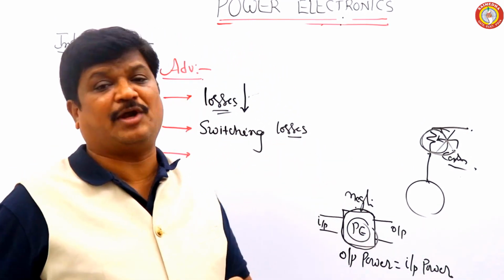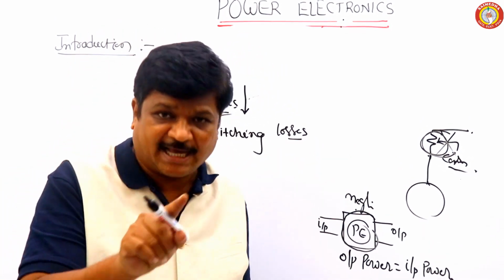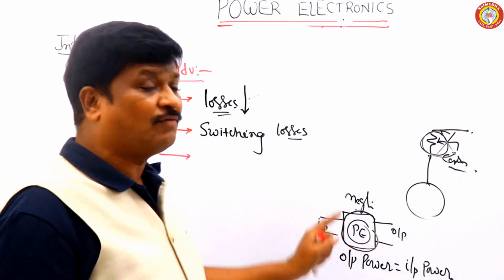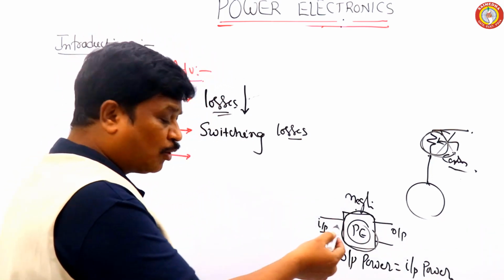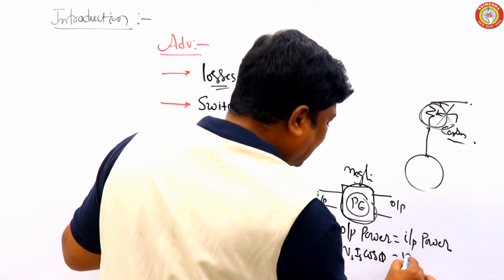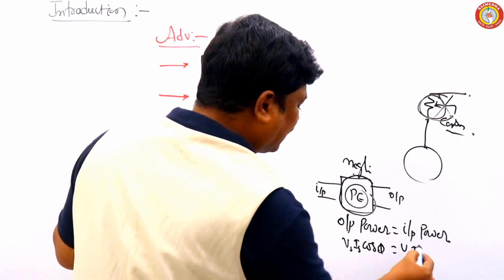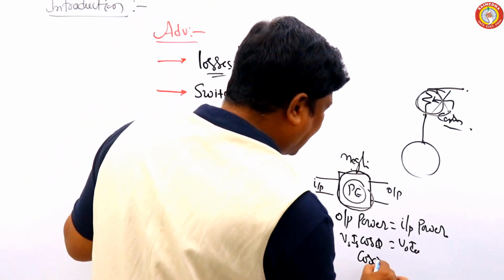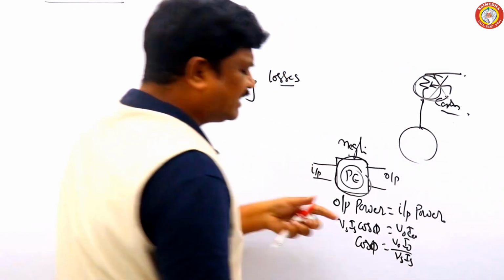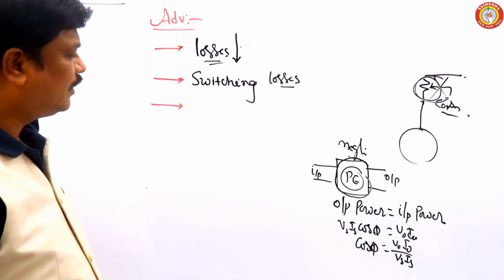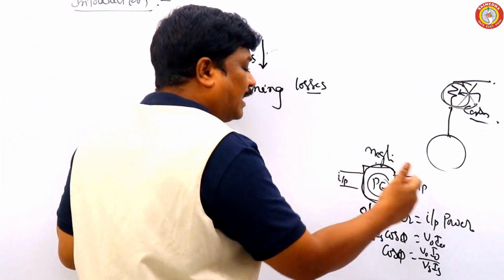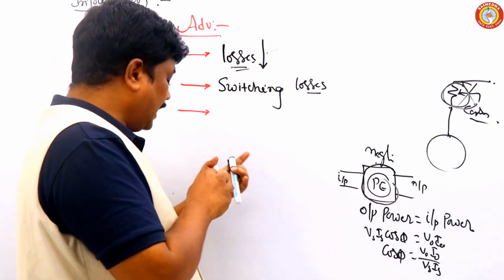Some losses will be contributing there. But here also losses will be there. I can't say zero. In the ideal case it is zero, but in practical cases the losses involved are very less. That's why we can take output power equal to input power. So if you have Vs, Is, cos phi s equal to V naught, I naught, we can take it like that. If you want to calculate the input power factor, cos phi is equal to V naught I naught by Vs Is. Like this, different formulas we are using. So the losses are less, that's why we take the assumption that input power and output power are equal.